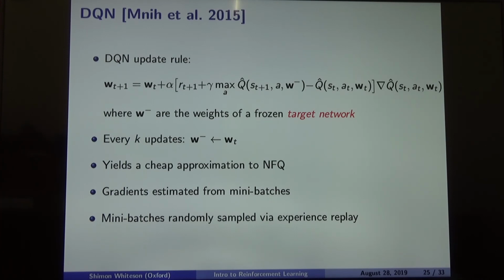So that's one difference, and then the other difference is that this update is not just performed on a raw stream of data coming in from the world. The data is put into a replay buffer. We randomly sample mini batches from that buffer, and then perform this update rule on those mini batches.